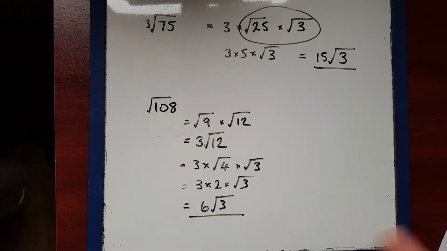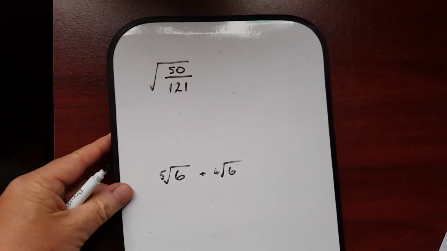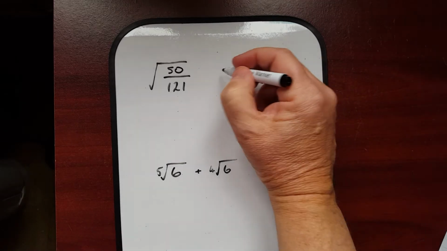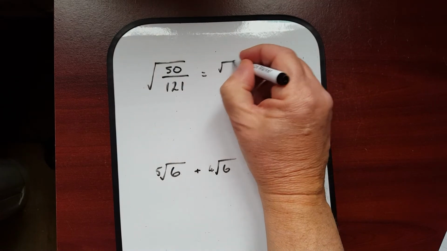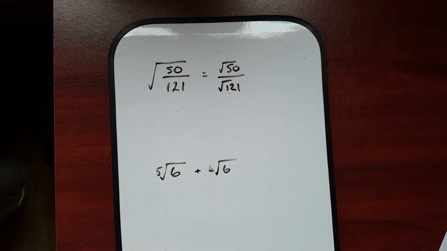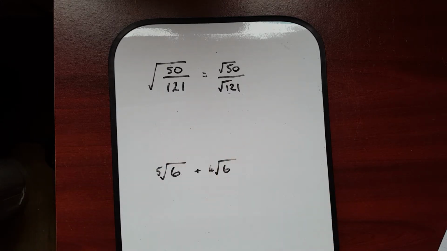You may be asked sometimes to do a simplification with a division. This is fairly straightforward as well. The square root of 50 over 121. The first thing you're going to do is change it to the square root of 50 over the square root of 121. That means exactly the same as the original.